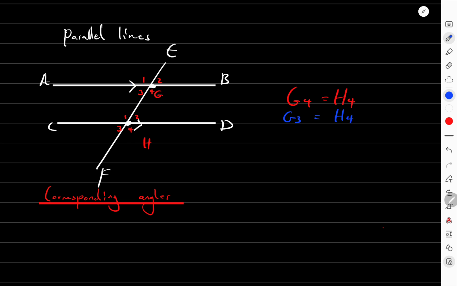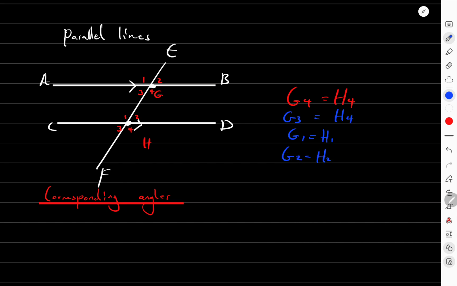Another way to form my shape, I can also form it like this, whereby the angle found here, which is H1, and the angle found here, which is G1, are the same. Therefore, G1 is the same as H1. Lastly, I can form my shape like this, whereby G2 and H2 are in corresponding positions. Therefore, G2 is the same as H2. That is what corresponding angles means.